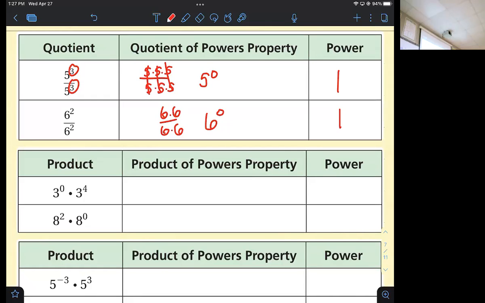Okay, so the next one, 3 to the 0 times 3 to the 4th. When you're multiplying powers with the same base, you add the exponents. Well, that's still just 3 to the 4th, right? Or I guess you could say 3 times 3 times 3 times 3 times no 3's, still 3 to the 4th.